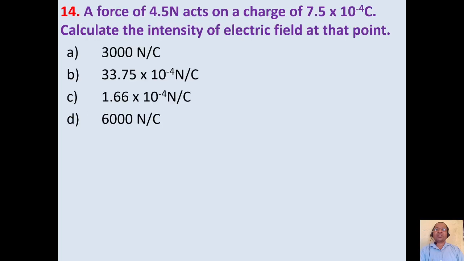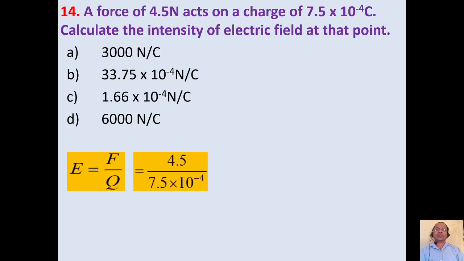A problem is given. A force of 4.5 Newton acts on a charge of 7.5 into 10 raised to -4 Coulomb. We have to calculate the intensity of electric field at that point. So we can find this intensity by the formula capital E is equal to F upon Q. Force is given, charge is given, so we can substitute the values on the calculator. Intensity comes to be 6000 Newton per Coulomb. So option D is correct.